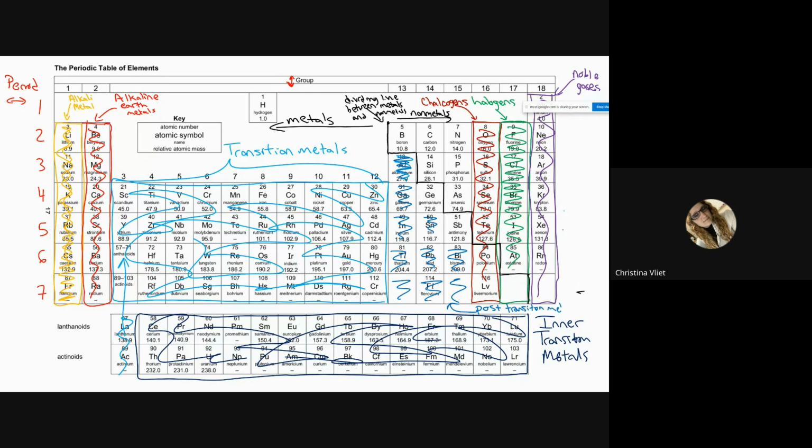All the metals to the left of the line are metals, and the ones to the right are the other ones. Right. That's what I wrote in black.